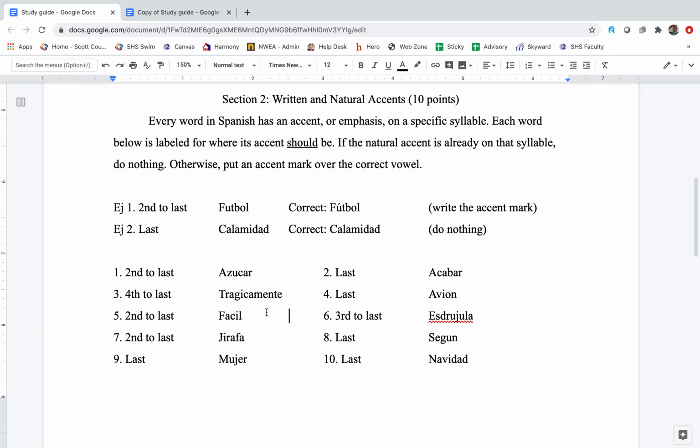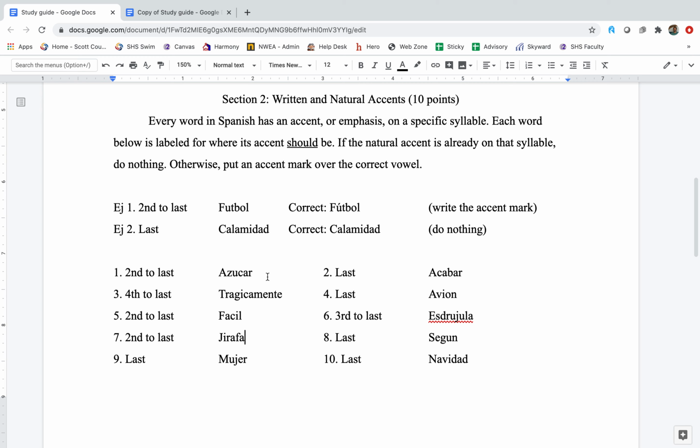Let's do this one right here, número 7. So, where's the natural accent? It ends with an A, which is a vowel, so the natural accent is on the second to last syllable. The accent is supposed to be on the second to last syllable, so we do nothing because the accent is already there. You only put an accent mark if you're trying to change where the accent goes on a word.